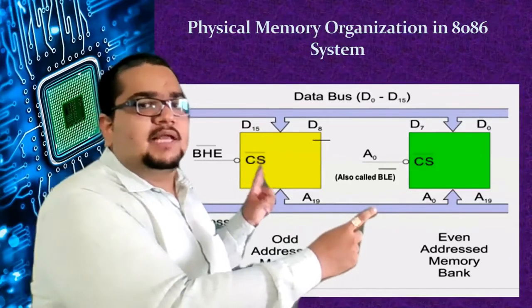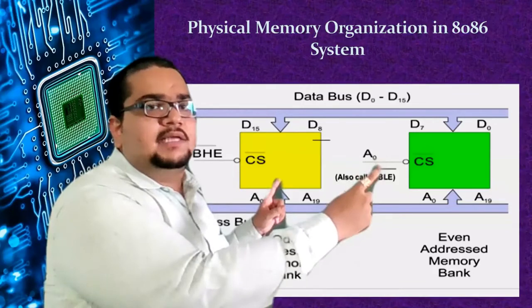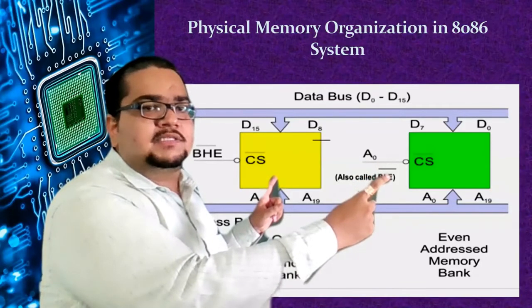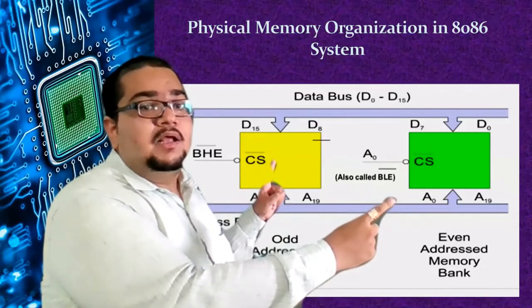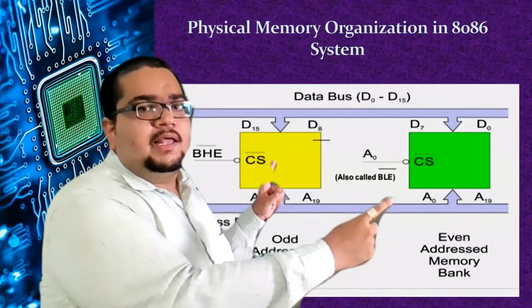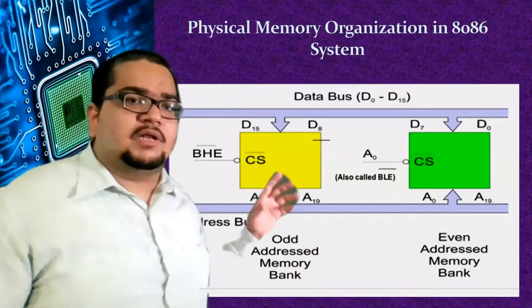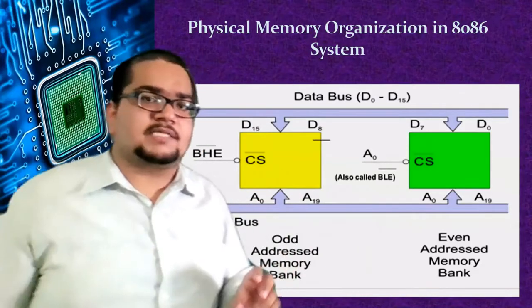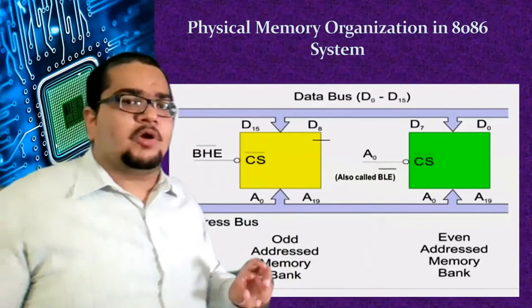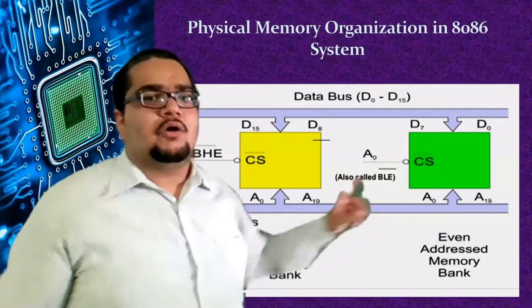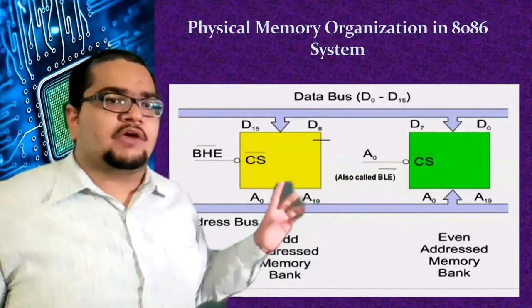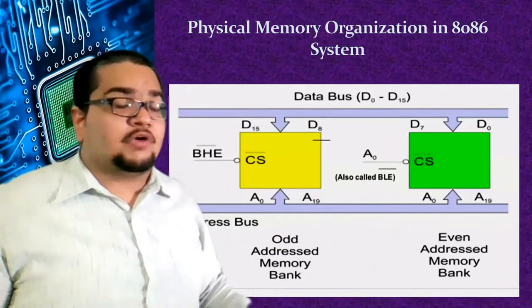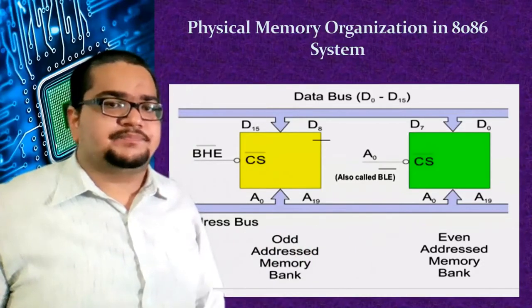D0 to D7 will carry the lower byte of data from even addresses, and D8 to D15 will carry the higher byte of data from the odd address. Okay, when only one particular byte of data access is required, depending upon whether it is located in the even bank or odd bank, you will make BHE bar and A0 accordingly 0 or 1, according to the table seen previously.